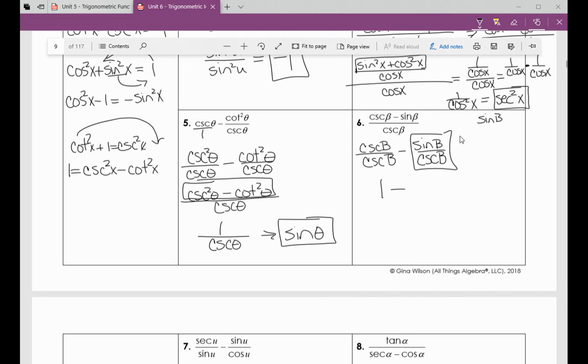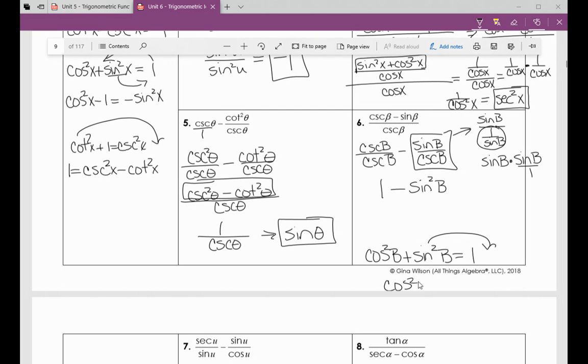So I'm going to take this over here, 1 over sine beta. When I take the numerator and multiply by the reciprocal of the denominator, multiply by that reciprocal, I get sine square. We've done this one before. That would be cosine square beta plus sine square beta equals 1. And if I move that over, I end up with cosine square equaling 1 minus sine square. So that means 1 minus sine square is the same as cosine square.